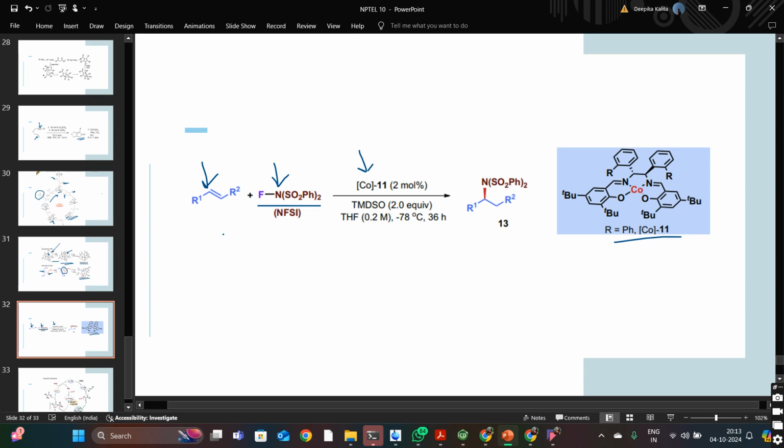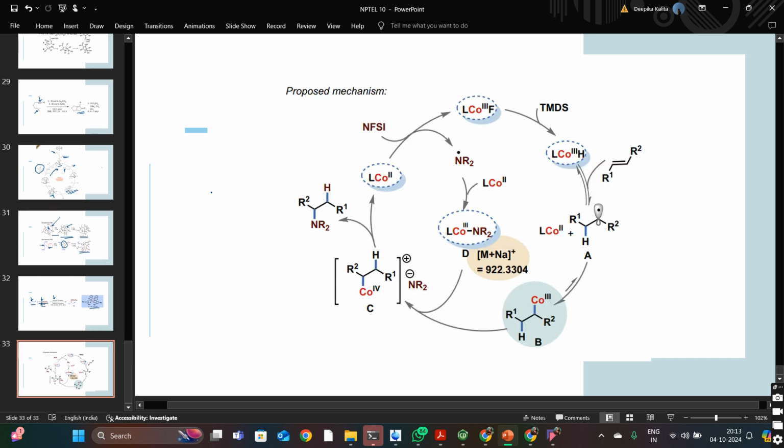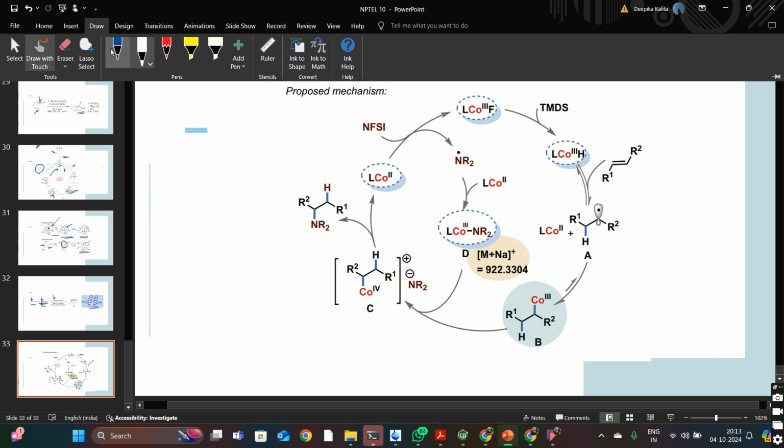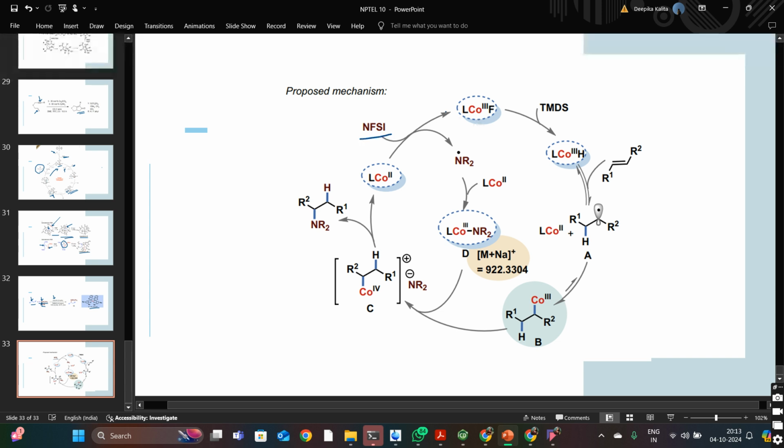So we have this alkene here and this NFSI reagent present in the system, and the net result is cobalt catalyzed attack of this particular nitrogen atom from the amine at this carbon of the alkene. So let us see how this reaction mechanism is followed. So the proposed mechanism starts with the reaction of NFSI and the cobalt catalyst.